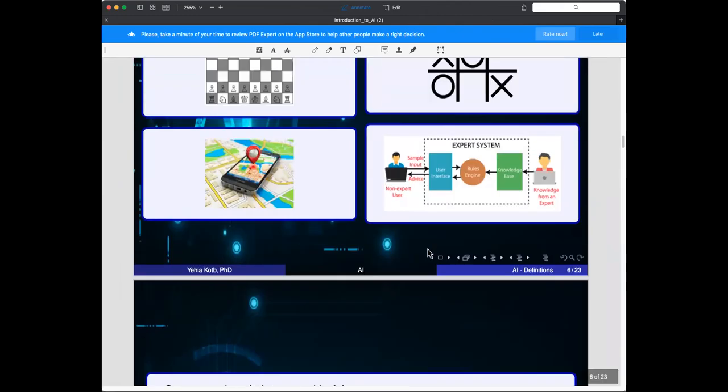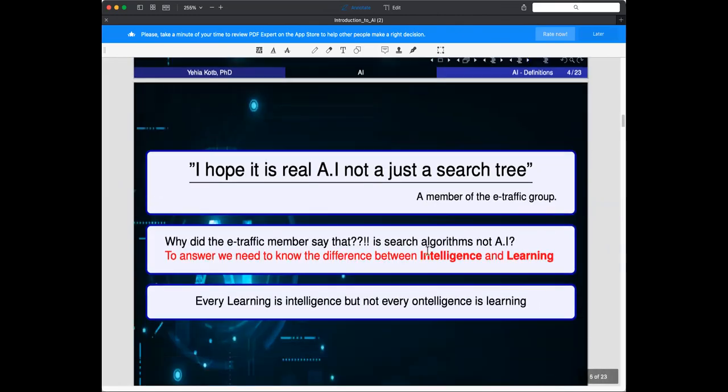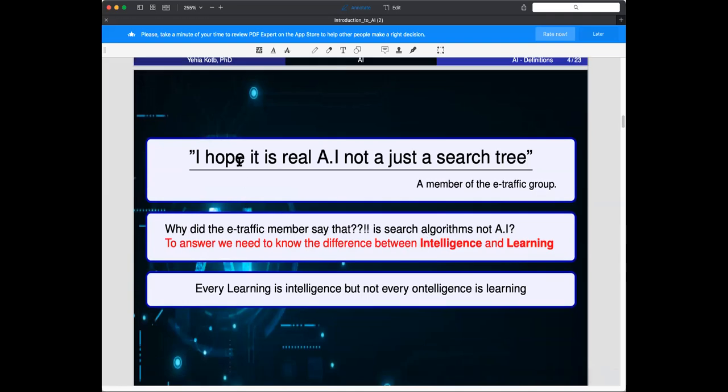So those are the search techniques that I think Ahmed, it was Ahmed, said, you know, I hope it's real AI, not just a search tree. I love the statement, honestly. Ahmed, it was you, right? Yeah, the statement is brilliant. So I hope I answered this, Ahmed, and it is clear now.